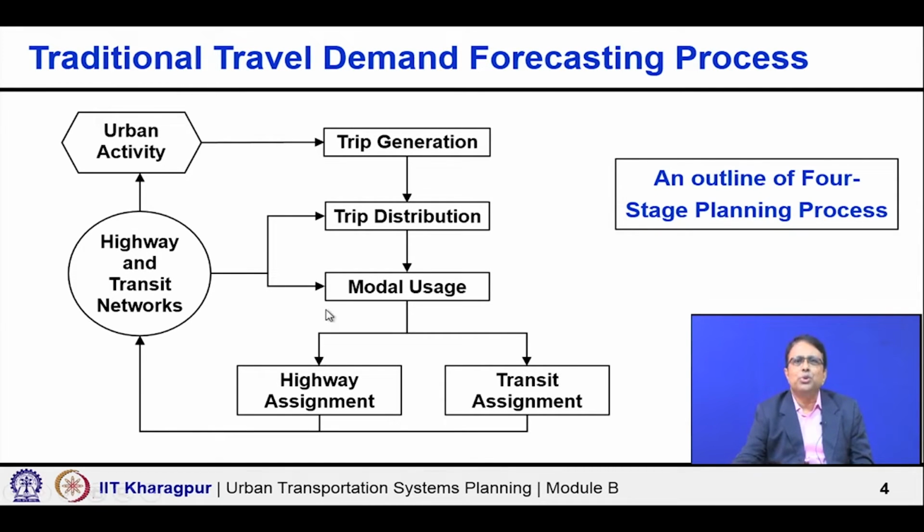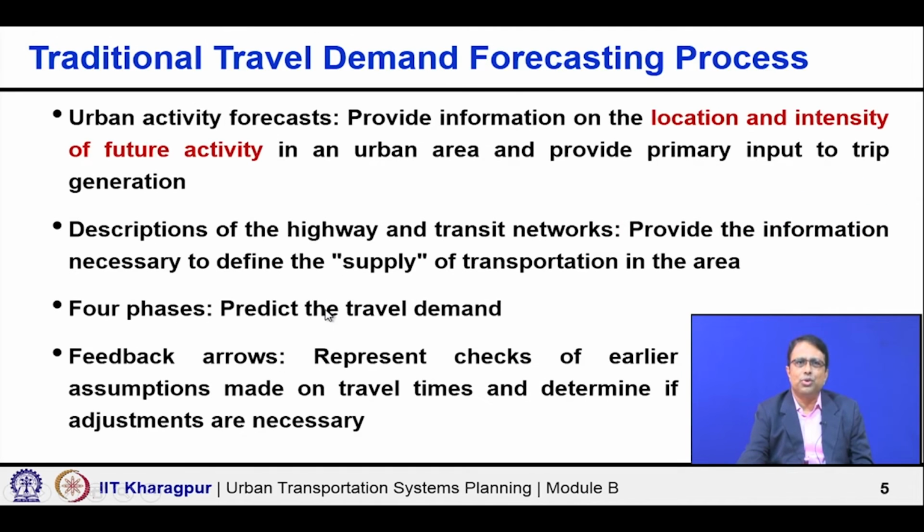So, if I have to summarize this flow chart, we would say that, as I said, urban activity forecasts provide information on the location and intensity of future activity in an urban area and provide primary input to the trip generation process. Everything starts, travel demand forecasting starts, the basic input is urban activity forecasts, right.